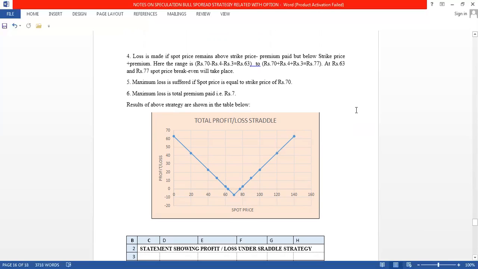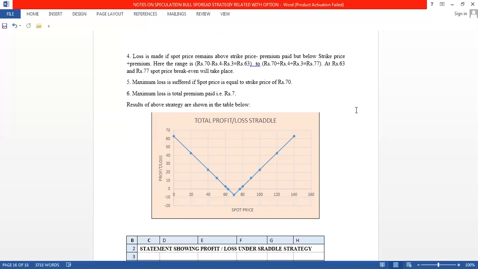So this strategy is very much useful if the speculator expects that in future the market will be volatile, but he is not sure whether the market will rise or the market will fall. That means the market will be bullish or bearish. This is a very common situation which we observe at the time of the budget. So in a situation of budget, this type of strategy can be very effective for the speculator.